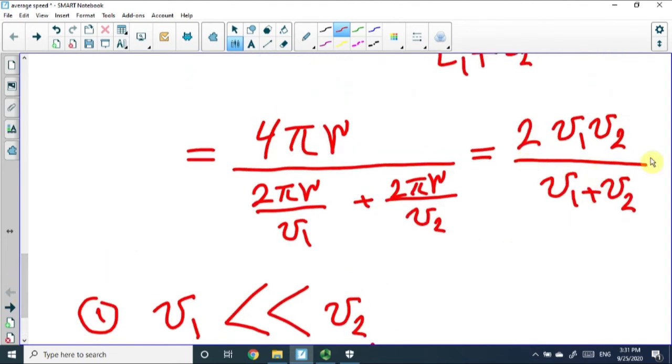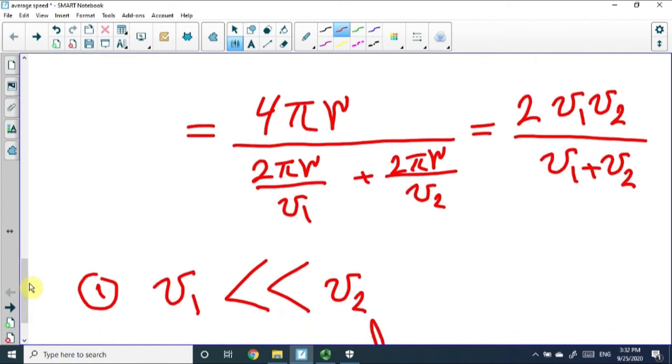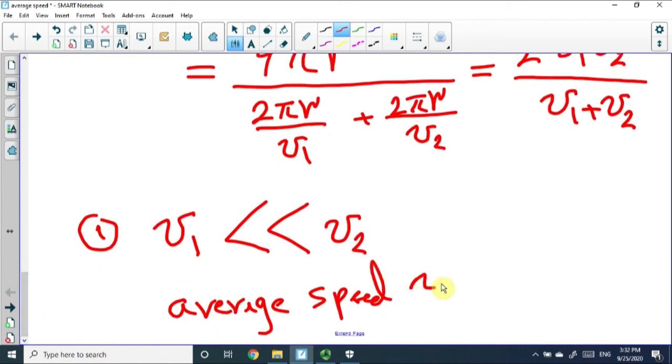Now you can check. If v1 is so small compared to v2, when you add them in the denominator, when you add something very, very small to something large, the answer will be almost v2. You can ignore v1 in that case. So I get almost v2 in the denominator, and then this will cancel v2 in the numerator, and the average speed will be approximately 2 times v1. So that's the answer.